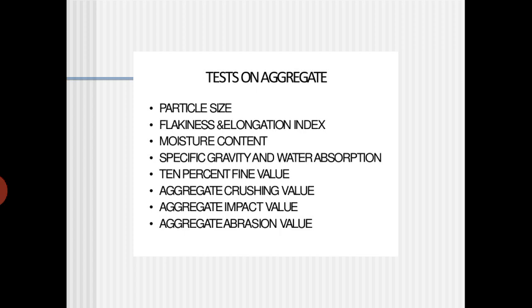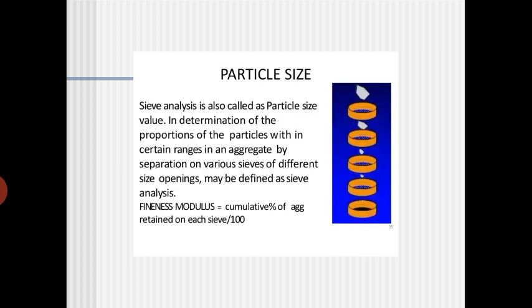Then aggregate crushing value, aggregate impact value, and aggregate abrasion value. Of all these, the impact test is very important rather than crushing and abrasion. First priority is impact, the second priority is abrasion, and the third priority should be given to the crushing value. So we'll go one by one.